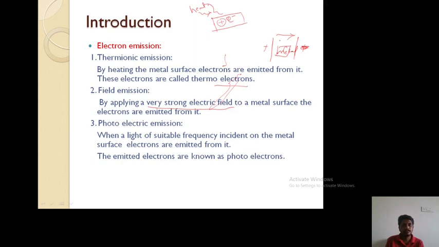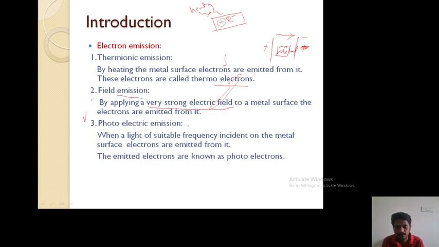This is the positive plate and this is the negative plate. If you apply a very strong electric field, this electric field can pull electrons from the metal surface, and this process is known as field emission. So electrons are emitted by applying a very strong electric field. That is why it is known as field emission.